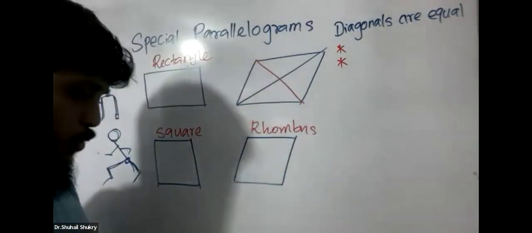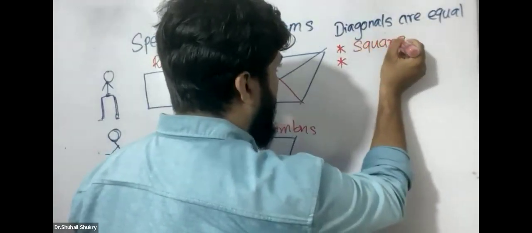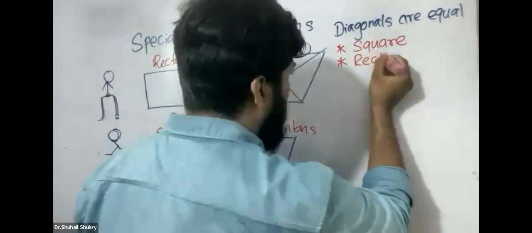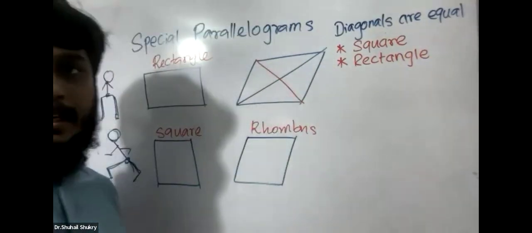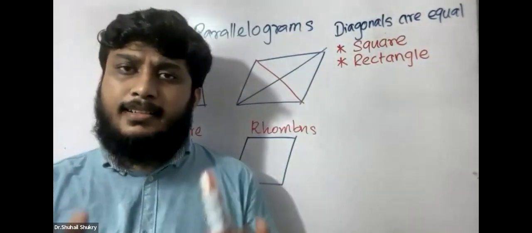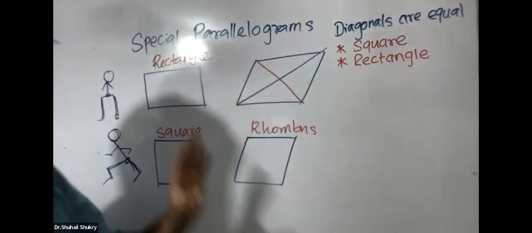Excellent. The two shapes are square and rectangle. Again, if we say diagonals are equal, it means one is square, one is rectangle. Very good. These are very important ones.